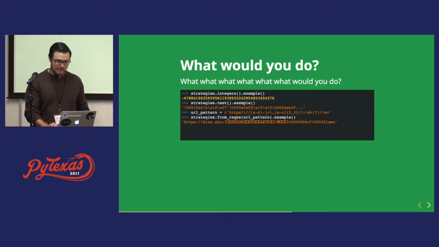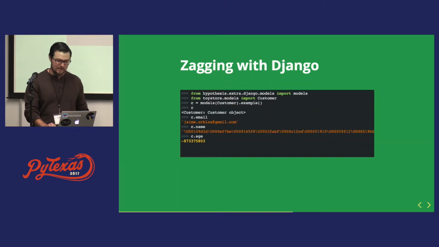I did say that there would be some Django, so I just want to show you an example from the documentation. Hypothesis is just zagging all the time. So we have a customer object. All we say is, hey, just give us a customer, and it makes it up for you. So if you are writing Django today and you are doing a lot of manual effort to set up your test fixtures, then this is a big win.